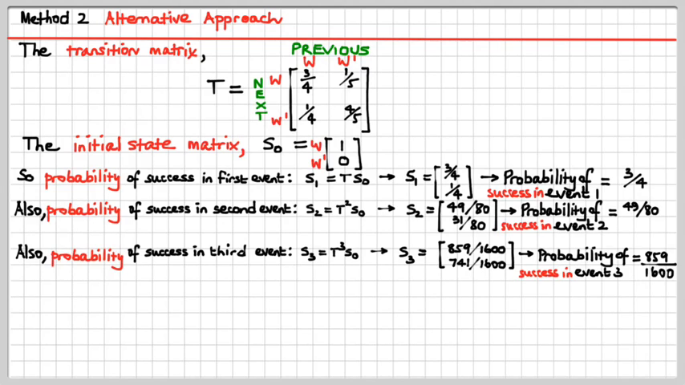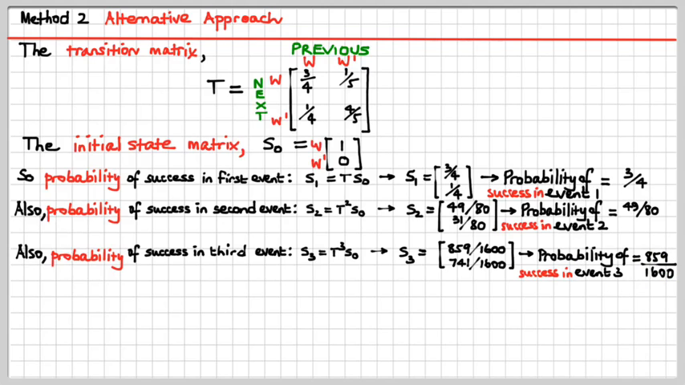Now, this is the third event. Same procedure. S3 is T cubed times S0, and you get this. When you do that, you get 859/1600ths and 741/1600ths, which means that the probability of success in event 3 is 859/1600ths.